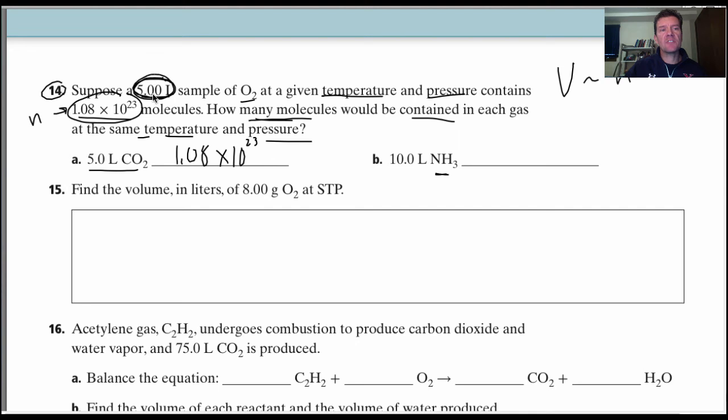Now if your volume doubled, then your number of particles would be twice as much. So just take and double the number of particles. Okay? That's it.